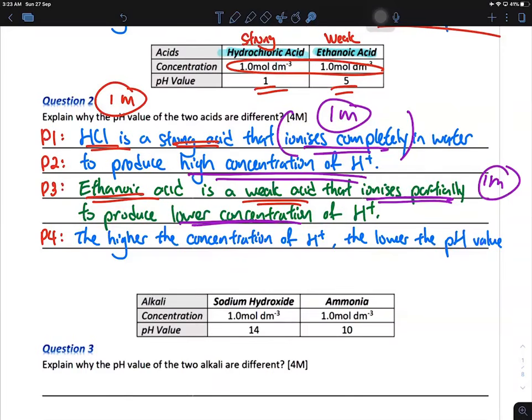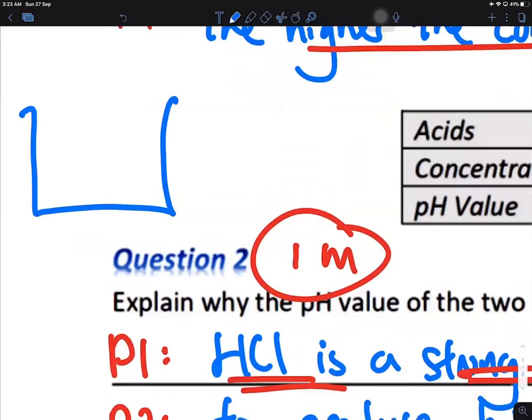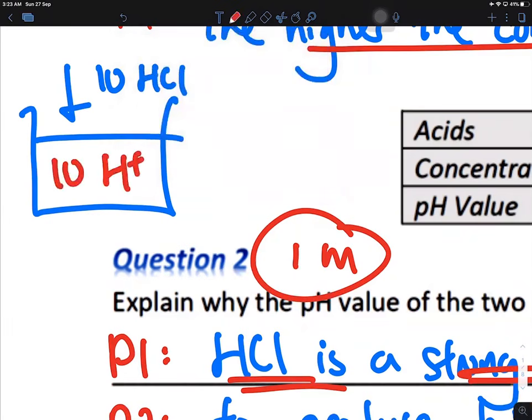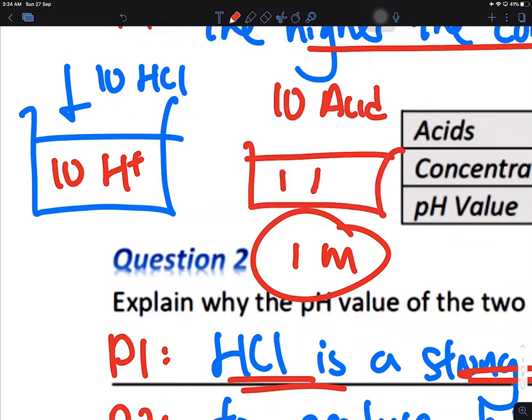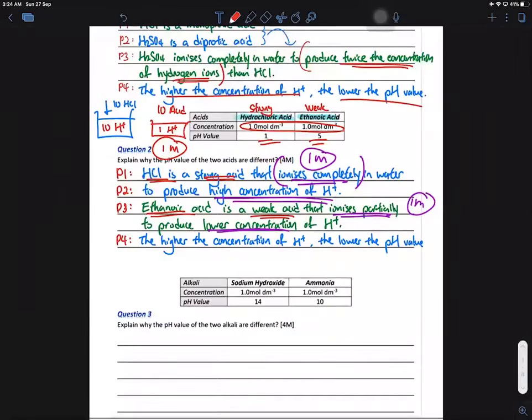Okay, I hope everybody can understand the meaning of ionizes partially and completely. Completely means if I put 10 acid, let's say 10 HCl into the water, I will end up getting 10 H plus completely. This is what it means by completely. Partially is when I put 10 acid, maybe I only get back 1 H plus. This is called ionizes partially. Ionize is like dissolve.